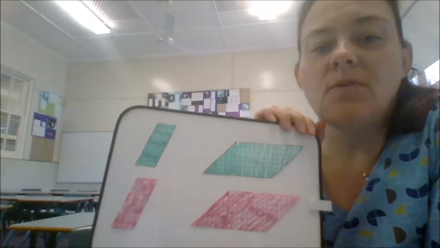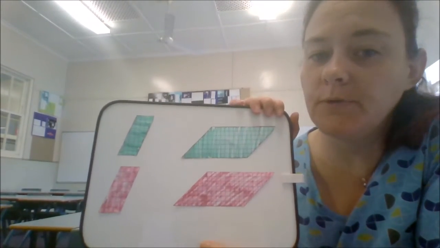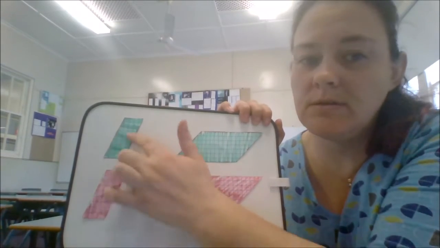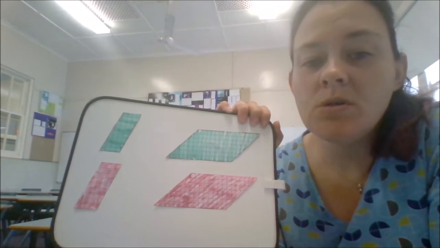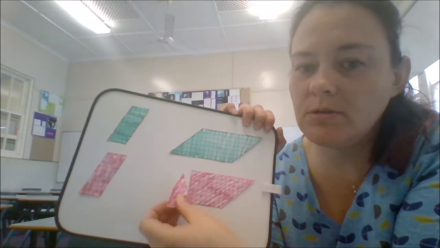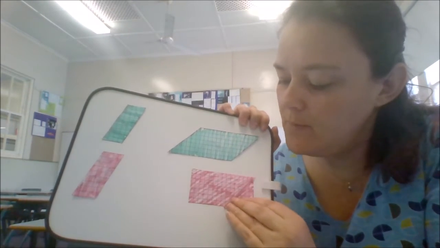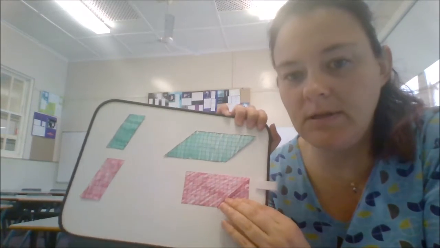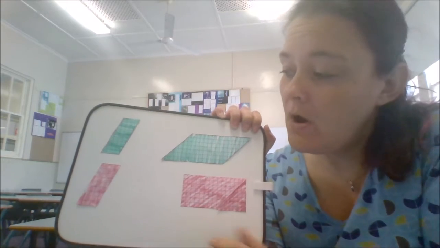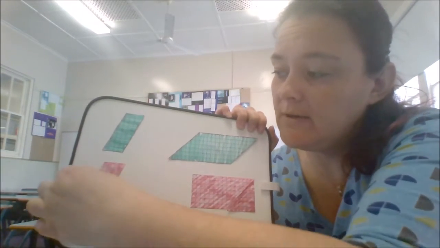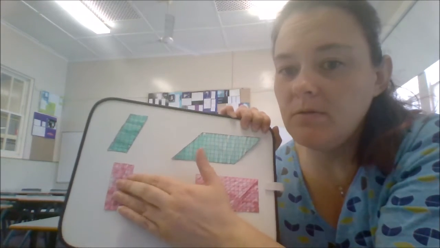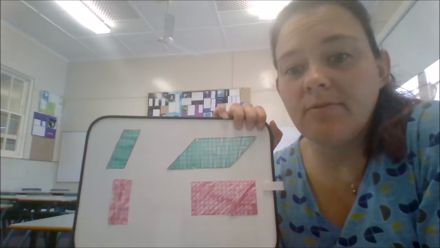So what I have here is some beautiful parallelograms for you. These two are exactly the same, and over here these two are exactly the same. What I'm going to show you is a little trick. If I chopped this little triangle bit off the end here and moved it across and stuck it on here, what shape do I have? A rectangle. I can do the same with this one over here. If I take this side off, slide it across and put it back on, I have a rectangle.